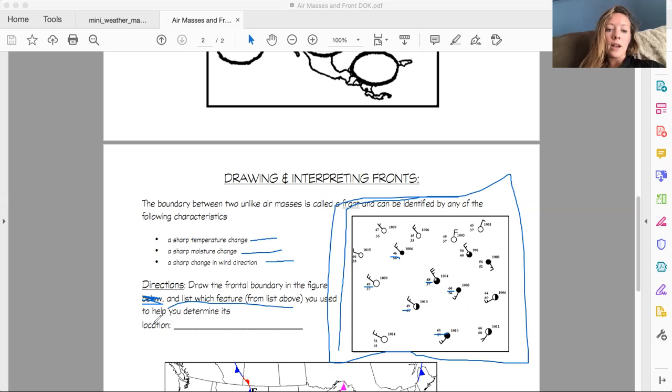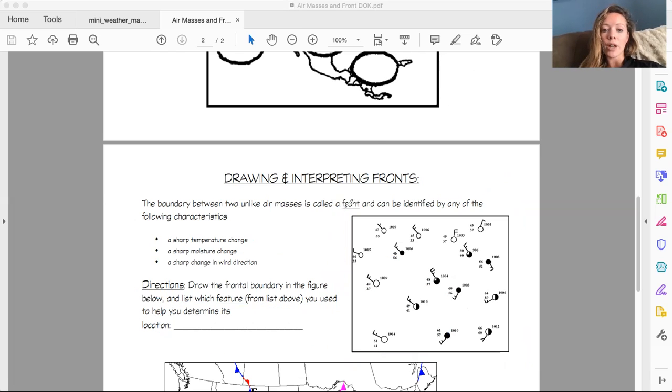And then on this line, if you read this carefully, it's asking for which one of these 3 helped you figure out where that front would go. Okay. So that's number 2. I want one line. Okay. One line showing me where the front is. Remember looking at, I'll give you a tip, temperature and wind is going to be very helpful for that.